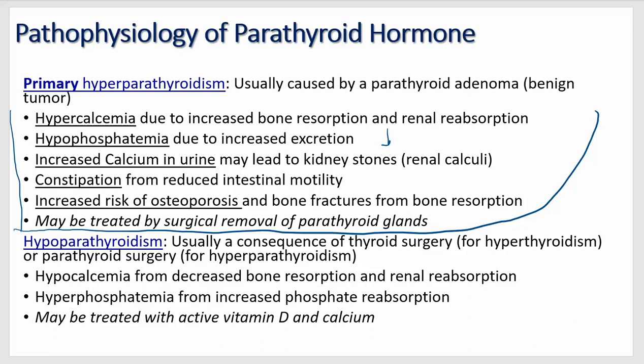Hypocalcemia, from decreased bone resorption and renal reabsorption. So remember, our parathyroid is trying to increase calcium, and now our parathyroid hormone is low. So we're going to have more phosphate tying up our calcium. We're going to have decreased calcium being reabsorbed. But you can treat it with active vitamin D and calcium. Just provide calcium to keep the calcium levels up, but you also need vitamin D to increase that absorption. It depends on how severe it is, how it's treated.